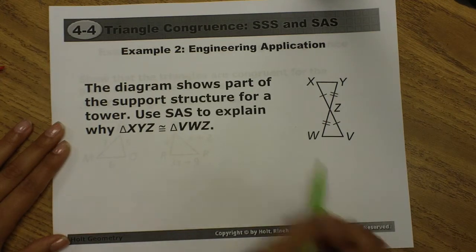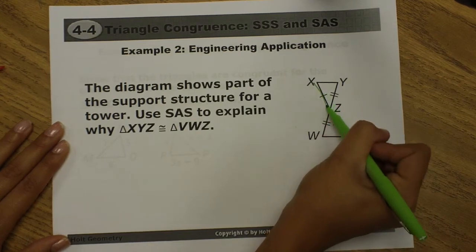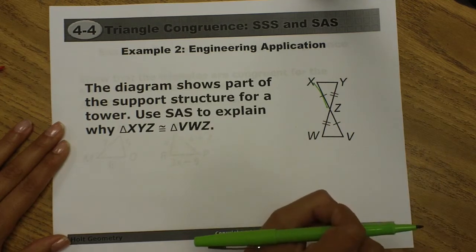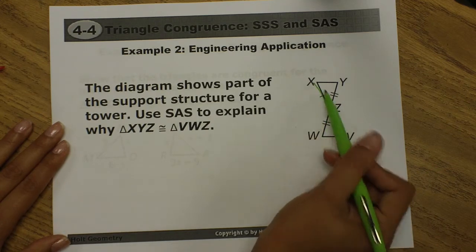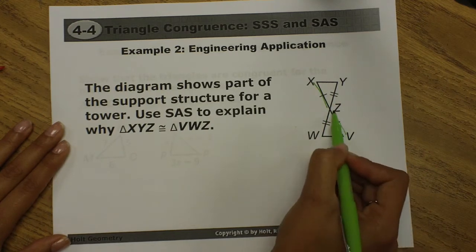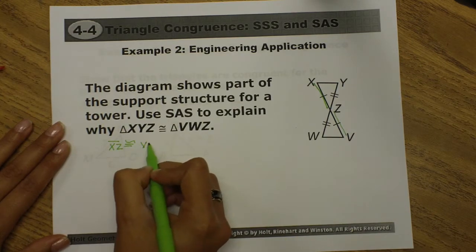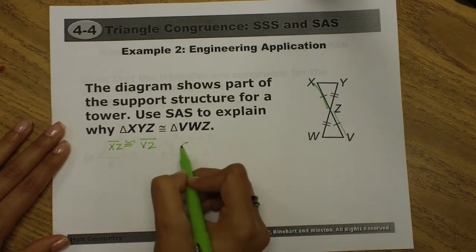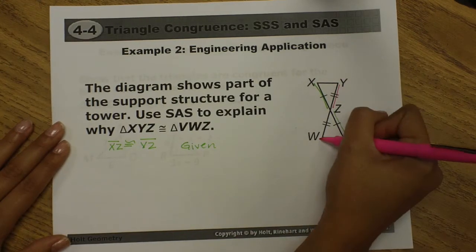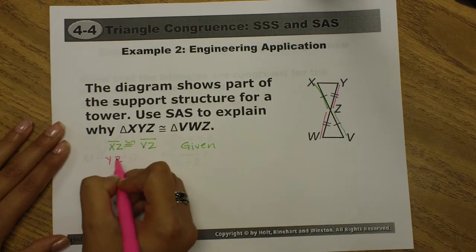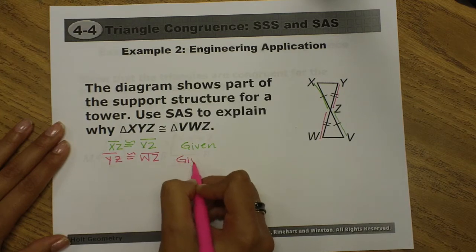Alright, here's your next example. You need to prove that these two triangles are congruent. You need to tell me why. So I have side XZ, and if you want to go ahead and pause the video right now, see if you can figure it out on your own, I think that would be a good idea. Otherwise, go ahead and keep watching. So I've got side XZ is congruent to side VZ, and that's given information. I also know that YZ is congruent to WZ. And that's also given information.